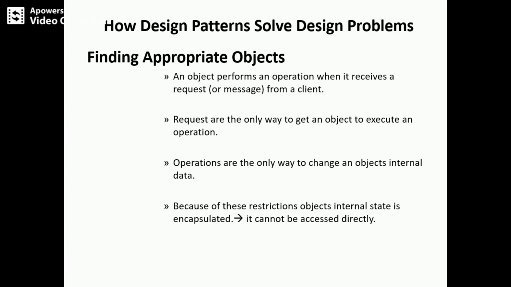Operations are the only way to change an object's internal data. These are the restrictions of internal state. We can call it encapsulated data, so it cannot be accessed directly. So the task is finding an object, the appropriate object. We should find the appropriate object, then we can think about solving the design problems.